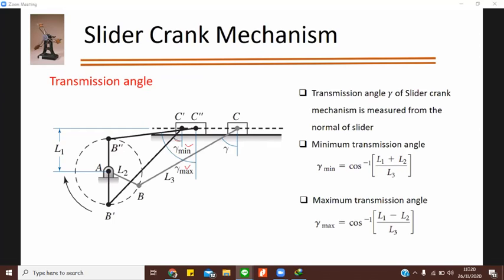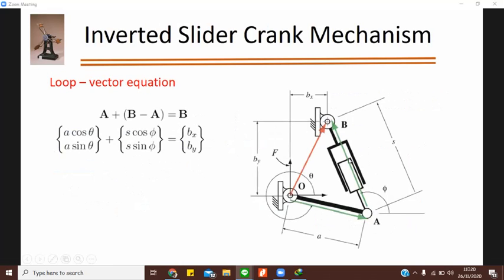Now let's see this kind of mechanism where you have a slider in the link. It's like a piston cylinder arrangement, or you can say some kind of hydraulic cylinder arrangement. Maybe you have seen the hydraulic cylinders in dumper trucks which open up and throw the things off the slides. So first we will have to make a vector loop, which is a plus b minus a is equal to b. So that will be the b.